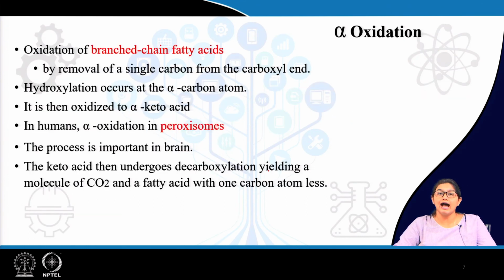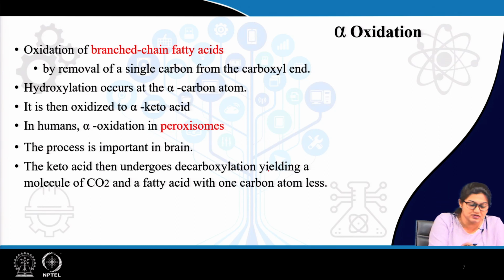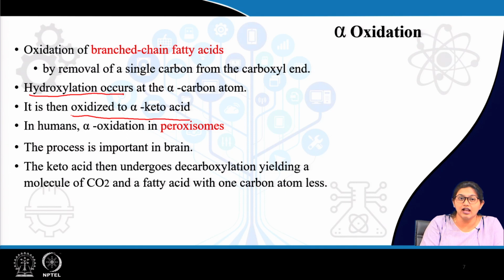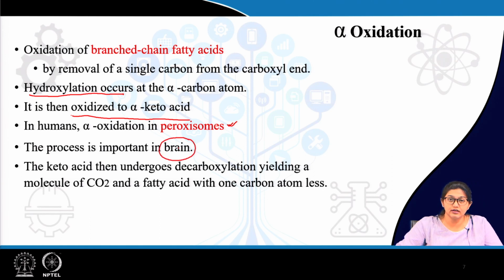Next, we will move on to alpha oxidation. Here we are talking about oxidation of the alpha carbon of fatty acid. Mostly this alpha oxidation is related to branched chain fatty acids, where a single carbon is removed from the carboxyl end, the carbon just adjacent to the carboxyl carbon is removed via oxidation. The important step in this alpha oxidation is hydroxylation of the alpha carbon, which is finally oxidized to alpha keto acid. Again, alpha oxidation occurs mostly in peroxisome, and the important organ here is the brain. Then the keto acid follows decarboxylation, releasing one molecule of carbon dioxide, which forms a new fatty acid which is one carbon less.